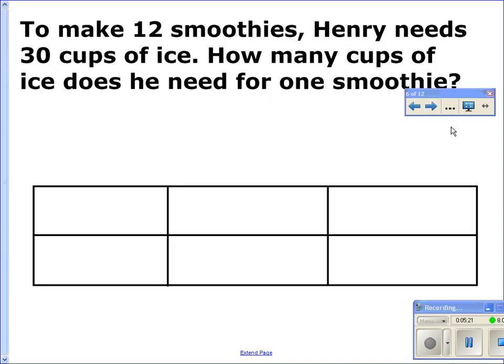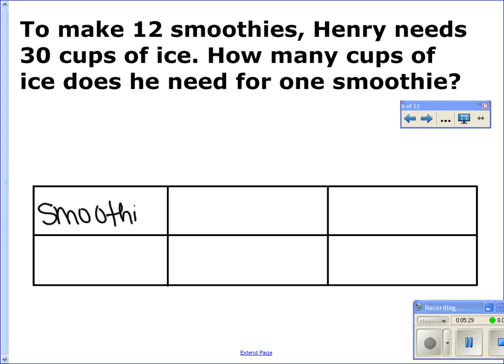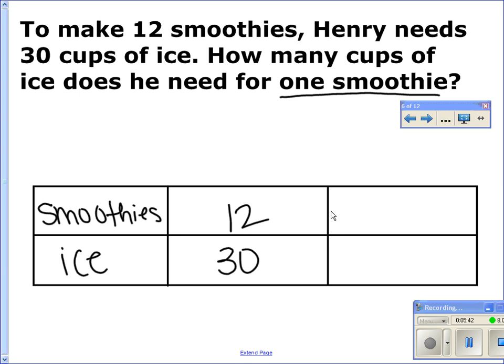Try this next one on your own. Pause the video and then check it. Okay, so for this one, you have 12 smoothies and 30 cups of ice. So you have smoothies to ice, and 12 goes with smoothies, 30 goes with ice. It says how many cups of ice does he need for one smoothie? So 1 goes with smoothies, and the variable is x.